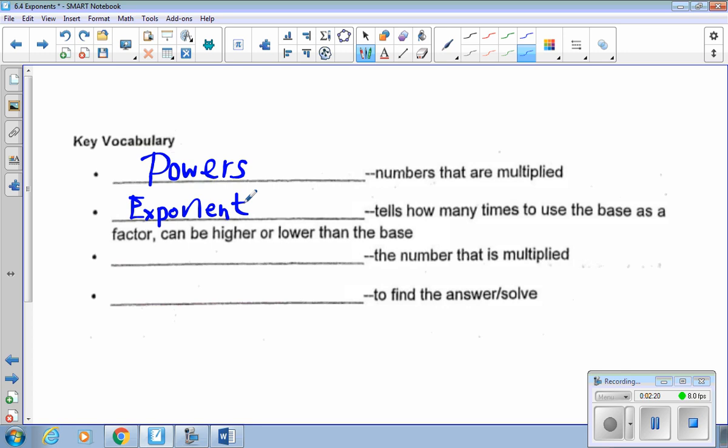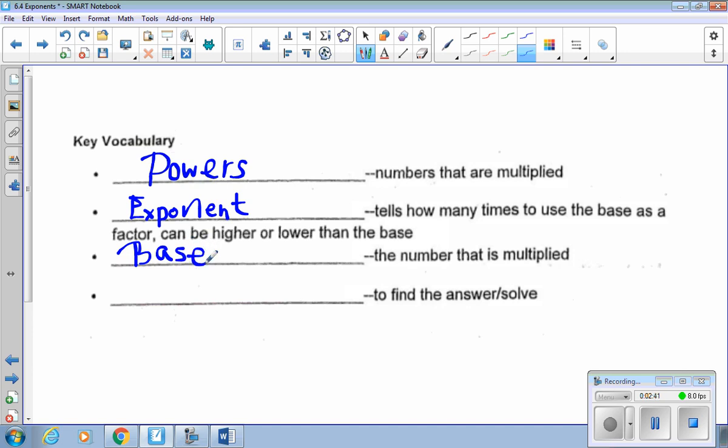The next one is another vocabulary word that you're probably familiar with from the previous video, and that is base. The base is the number that is multiplied. Remember, the base is the big number. B and B. Base is big.